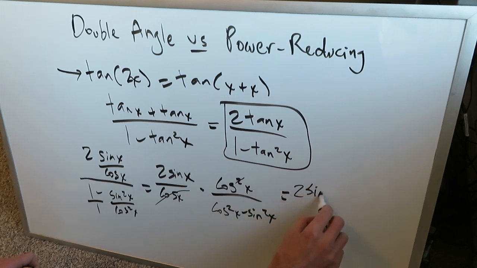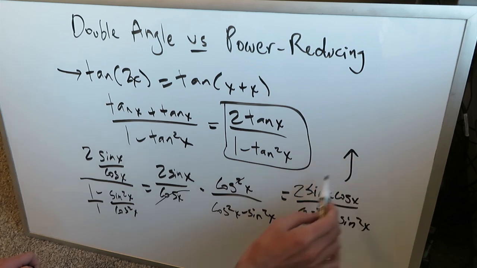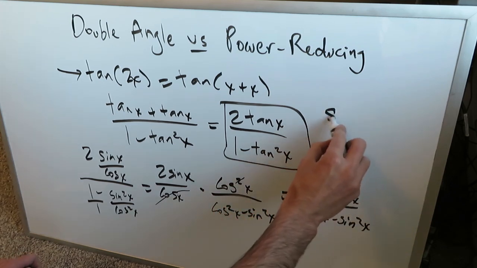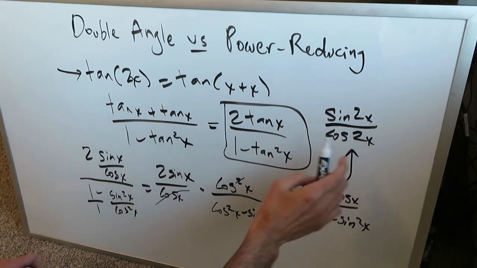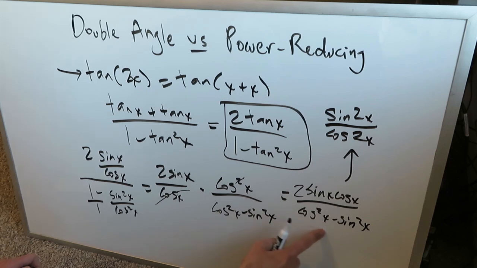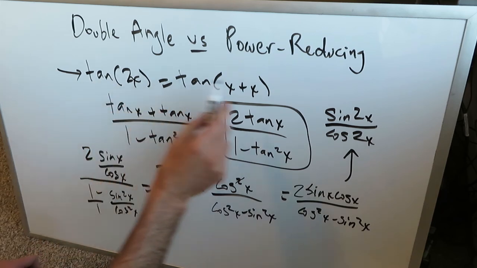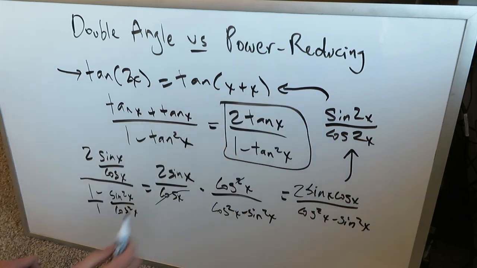2 sine x cosine x divided by cosine squared x minus sine squared x. But what are we doing over here? We're showing that this right here is equal to the double angle formula for sine divided by cosine, right? It's sine 2x divided by cosine 2x, because one of the cosine 2x out of those three was this, and sine 2x is always equal to this. So we are showing here that tan 2x is the same thing as saying sine 2x divided by cosine 2x, which is the same thing as showing that.